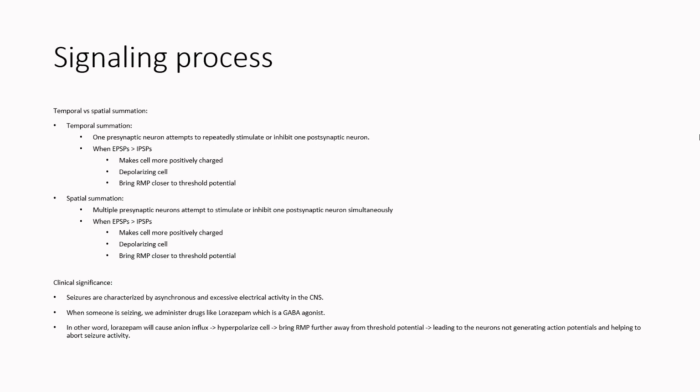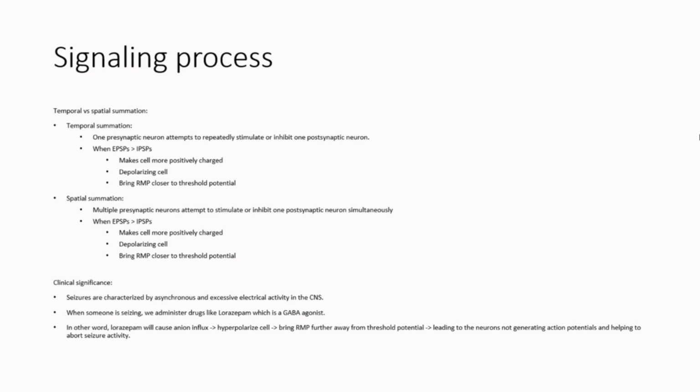Or we can do that by spatial summation. Spatial summation is not through a nagging process. It's more kind of simultaneously you have multiple presynaptic neurons and they try to stimulate or they try to inhibit the postsynaptic neuron. And once again, when the EPSP is greater than the IPSP, this will depolarize the cell and bring the RMP closer to the threshold potential.